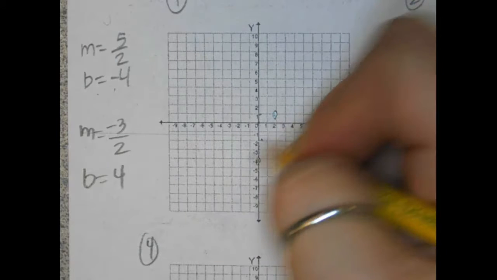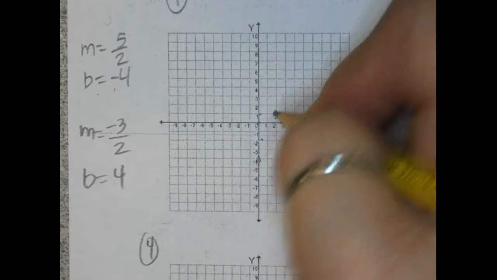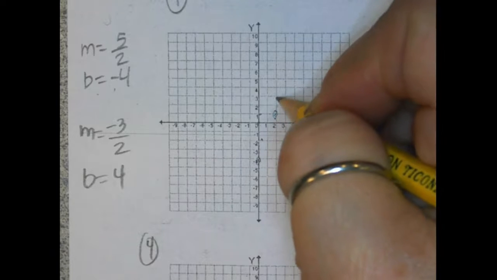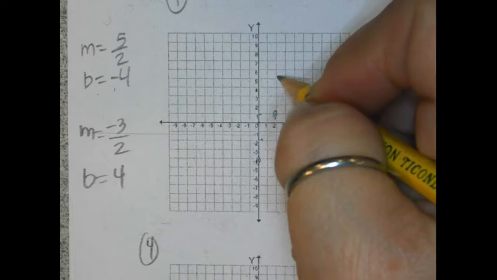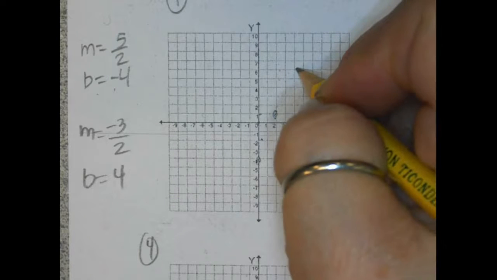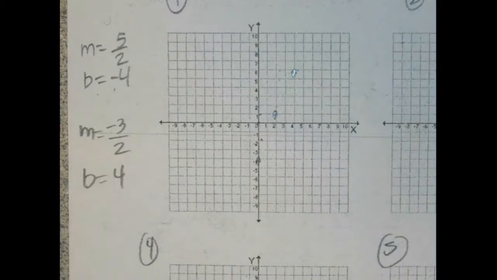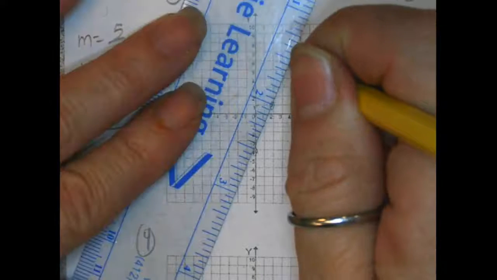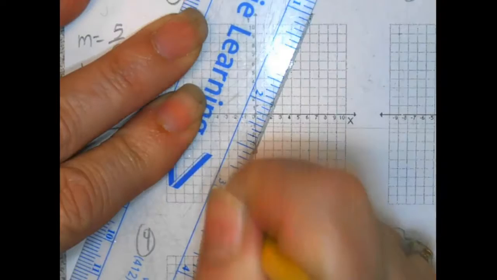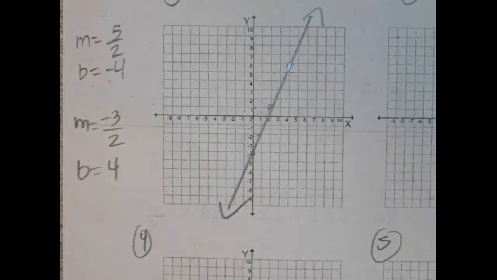And you know what? I'm going to add a third point because I want my points looking nice here. So I'm going to count up 5. 1, 2, 3, 4, 5, and then right 2, 1, 2. And I'll put a point there. And that gives me 3 beautiful points that I can now plot. The more points you have, the easier it is to tell where you intersect. Okay, where your lines cross.